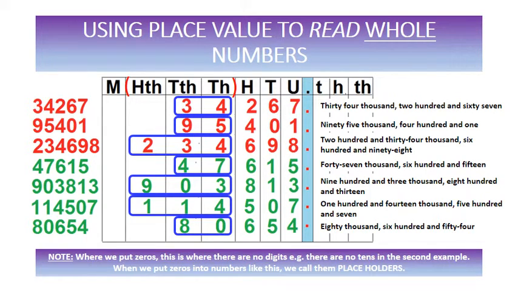Note that there are zeros in various places in these numbers, and they're vital because they represent columns where there are no digits, but we need to have them there to make sure that all the digits are in their columns, and we call those zeros placeholders.